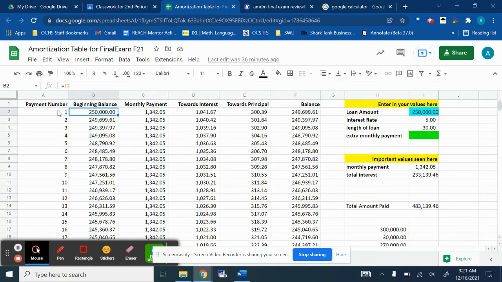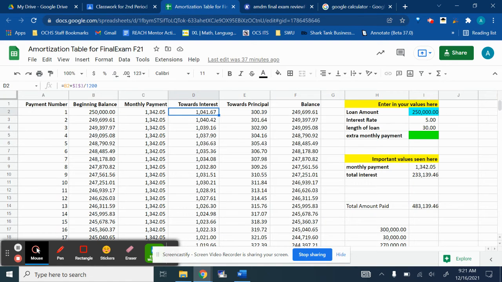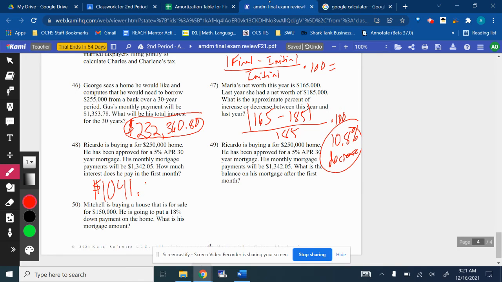That was the beginning balance, how much you borrowed. That's how much the monthly payment is, the same thing every month. This is how much of the payment went towards interest. This is how much went towards principal, so deducting from the balance, and here's how much is left that you still owe after that payment. So the answer would be $1,041.67. You couldn't have gotten that without the amortization table, unless you do some formulas and you're real savvy.